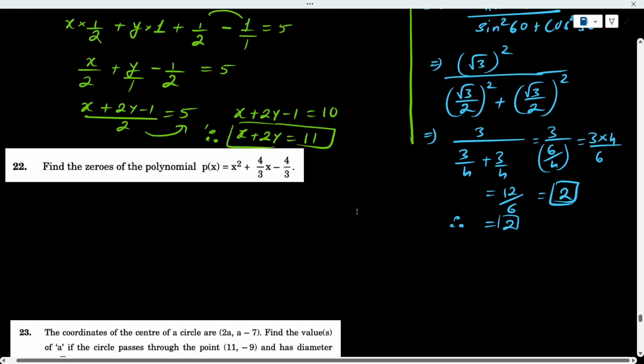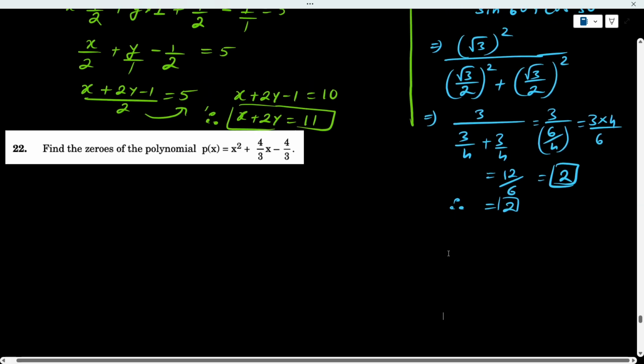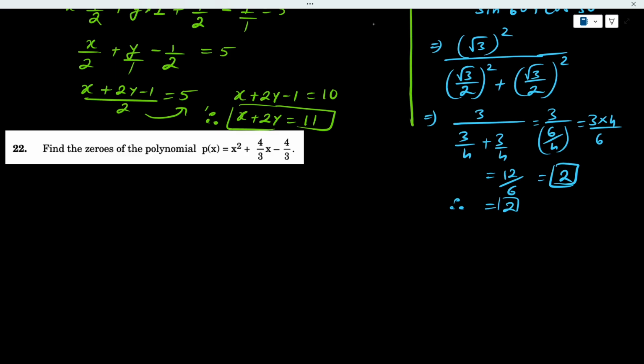Right, now next one here, this is another question based on polynomials. How are we going to take it here? Next question says, find the zeros of the polynomial. Now, how do we get zeros here? If you see, this is a quadratic polynomial. So, how will you start writing? First, write down question number 22 and the polynomial given here, x squared plus 4 by 3x minus 4 by 3.